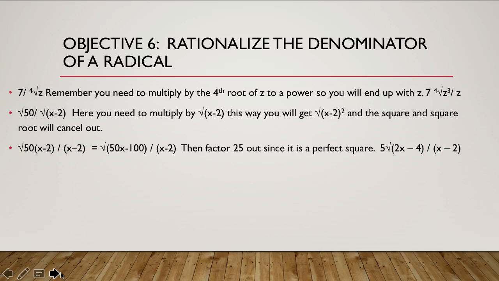And then if you multiply the 50 in, you have the square root of 50x minus 100 divided by x minus 2. But both 50 and 100 have a factor of 25. And since that's a perfect square, you can pull that out, so you get 5 times the square root of 2x minus 4 divided by x minus 2.